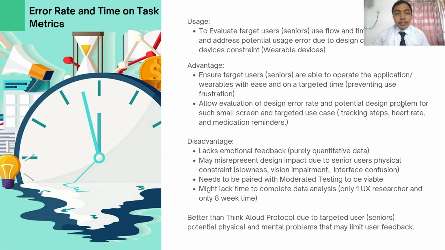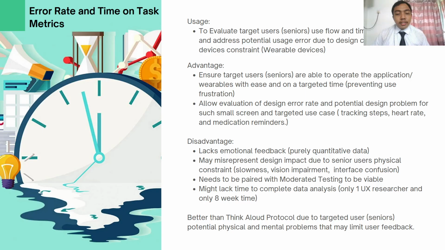Next one is about the error rate and time on task metrics. The usage in this case study is to evaluate target users, or in this case seniors, on flow and time needed per task, and to address potential usage errors due to design constraints from the wearable devices. The advantage is that it ensures target users, seniors, are able to operate the application or wearables with ease and within a targeted time, thus preventing user frustration. It also allows evaluation of design error rate and potential design problems for such a small screen and targeted use cases: tracking steps, heart rate, and medication reminders.